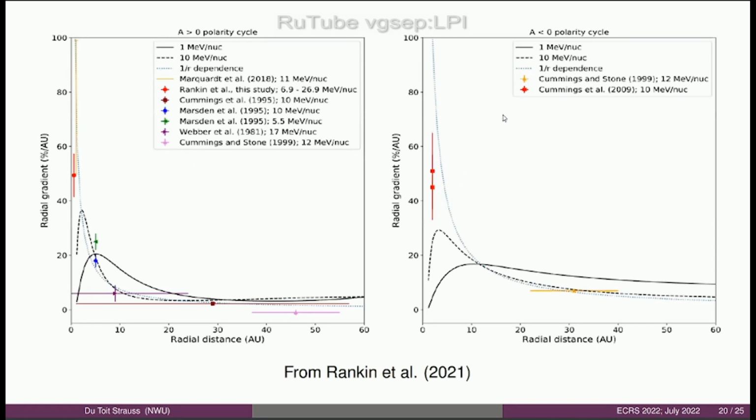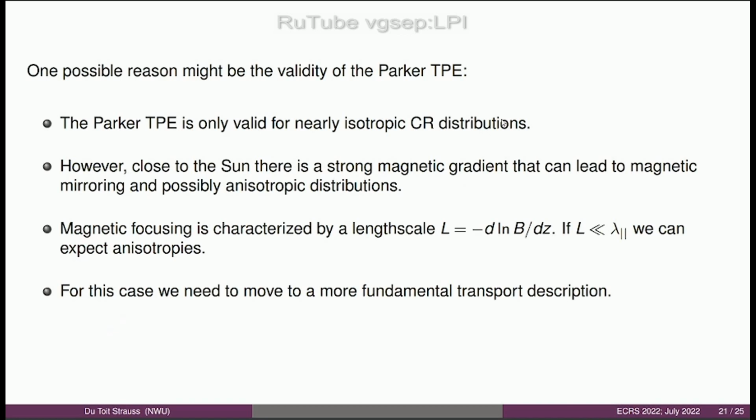But everything is not understood. There's a lot of uncertainty still. One of the big problems we have at the moment is if you look at the radial gradient of these particles measured as a function of distance, the model gives this dashed curve, which compares well with the older observations, but does not reproduce the newer observations very close to the sun. So there's something we don't understand happening very close to the sun. One reason might be that the cosmic ray distributions are not isotropic. So there's some mirroring happening very close to the sun, and we need to account for this. At the moment, we're working on trying to understand this.